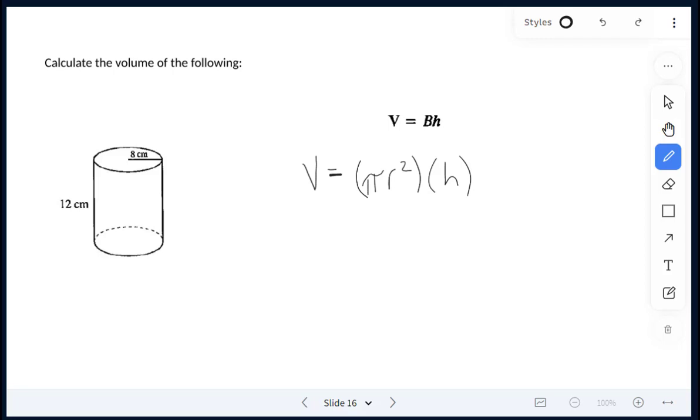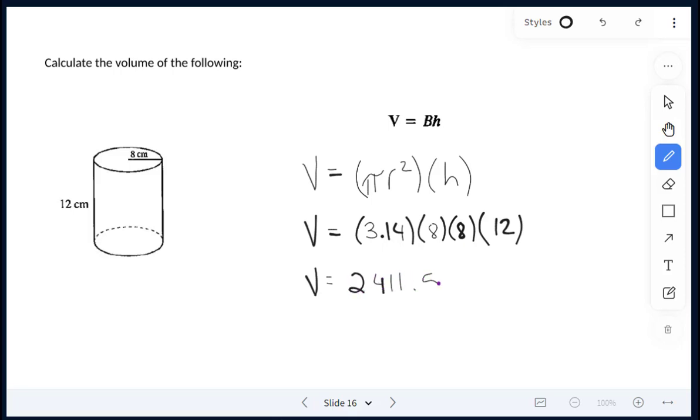So again, keep in mind, r squared means r times r. Okay, so volume is equal to, for pi, I'm going to put 3.14. Our radius is 8, but it's 8 times 8. And then our height is 12 centimeters. Okay, so just multiply that out, 3.14 times 8 times 8 times 12, and you should get 2,411.52, and it's centimeters cubed.